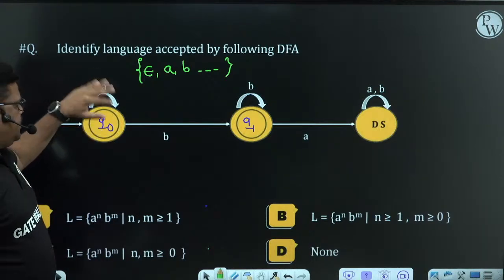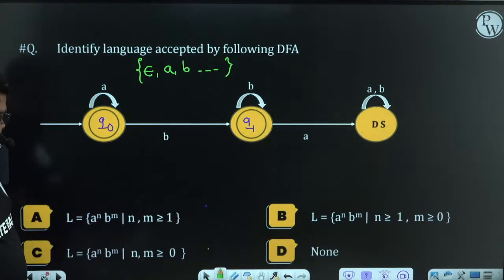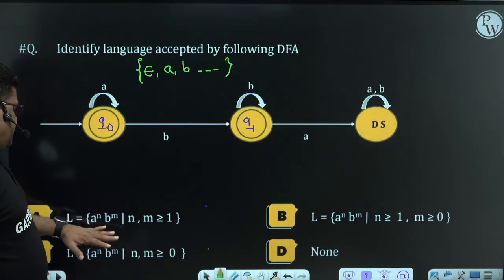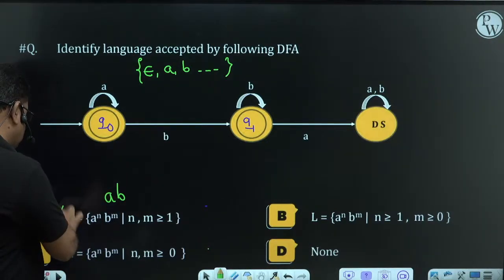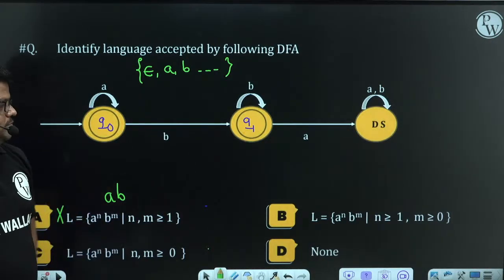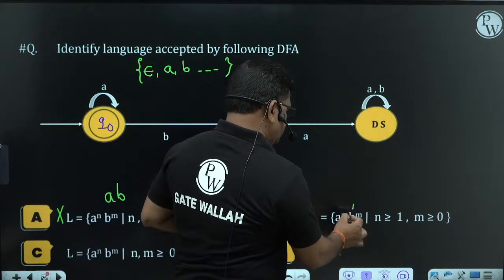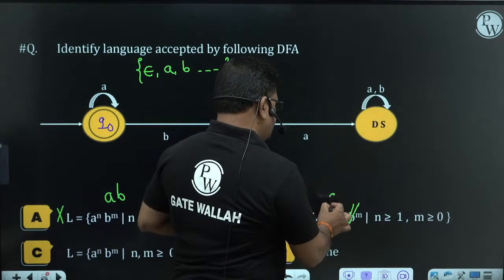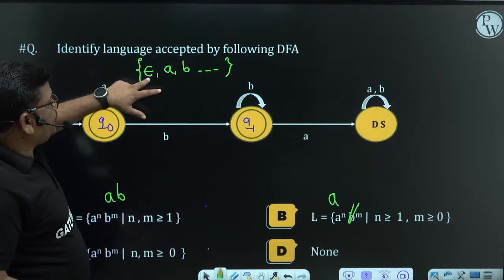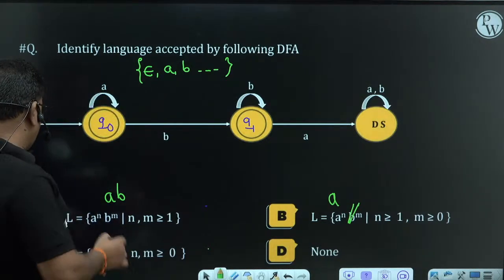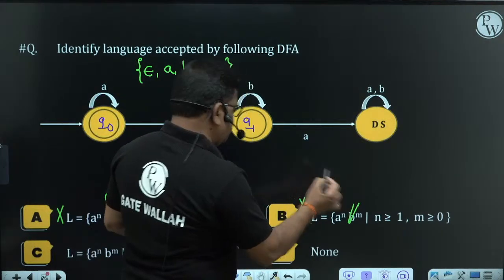From the initial, if we give A, it goes to final. From the initial, if we give only B, it goes to final. What is the minimum string generated by option A? This is AB. A is gone. What is the minimum string generated by option B? The value is 0, so the minimum string generated by option B is A. The minimum string generated by this automata is epsilon. So epsilon is not there in option A, A is gone. Epsilon is not there in option B. This is also gone.